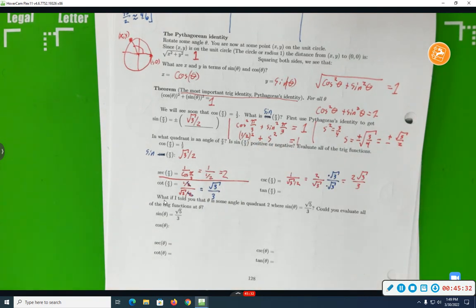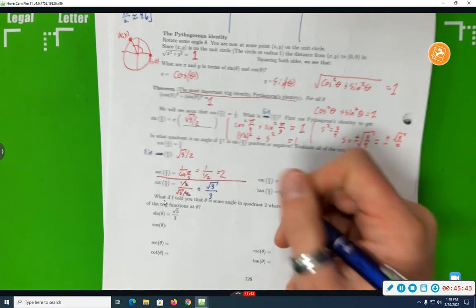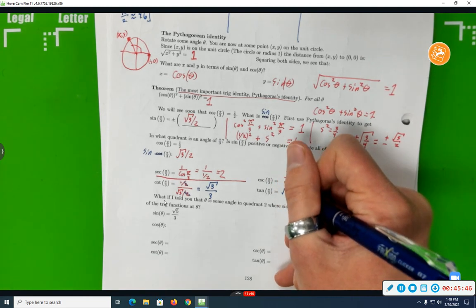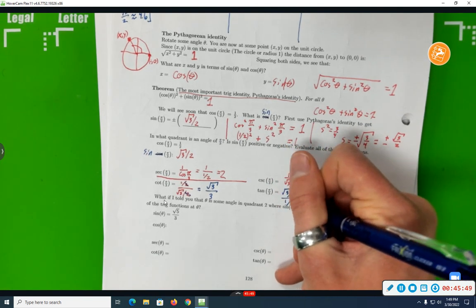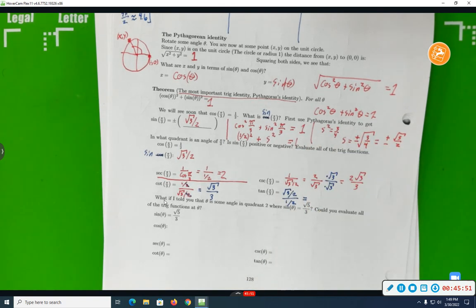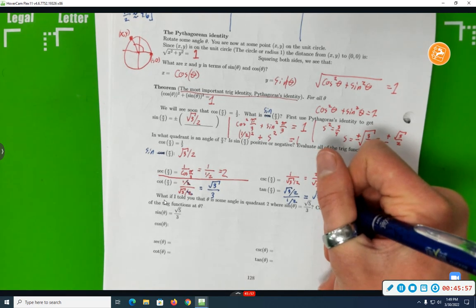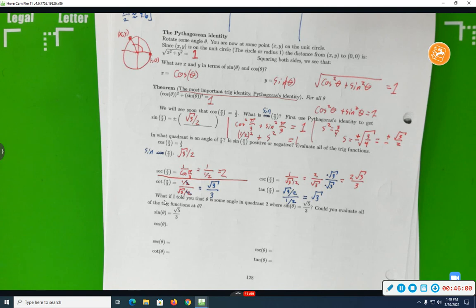And let's do tangent. I think we have the time. So tangent is x over y or y over x? Y over x. So that'll be sine divided by cosine. So tangent is root 3 over 2 divided by 1 over 2. And what's that simplify to? Just root 3. So here's the takeaway of what the Pythagorean identity gives you. If you know a trig function and something to tell you about a formula, then you know all the things.